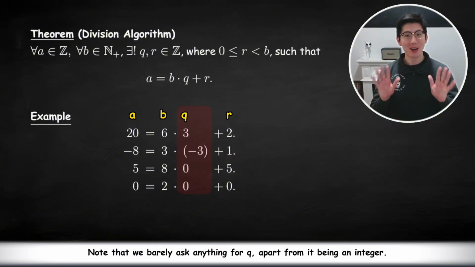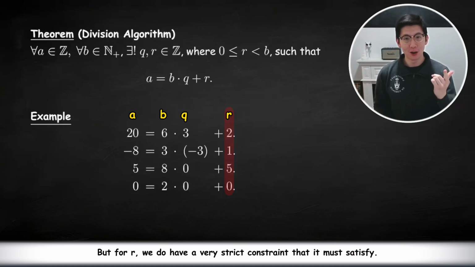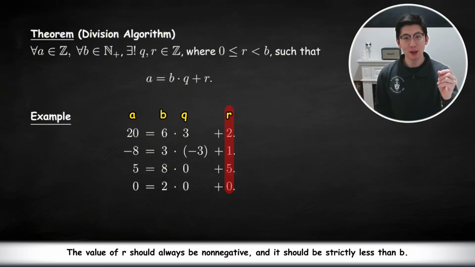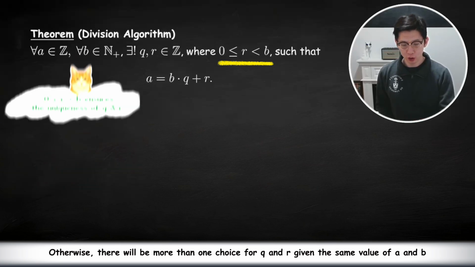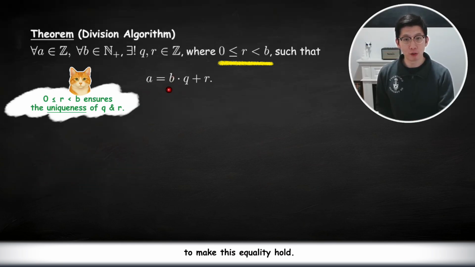Note that we barely ask anything for q apart from it being an integer. But for r, we do have a very strict constraint that it must satisfy. The value of r should always be non-negative, and it should be strictly less than b. Otherwise, there will be more than one choice for q and r given the same values of a and b to make this equality hold.